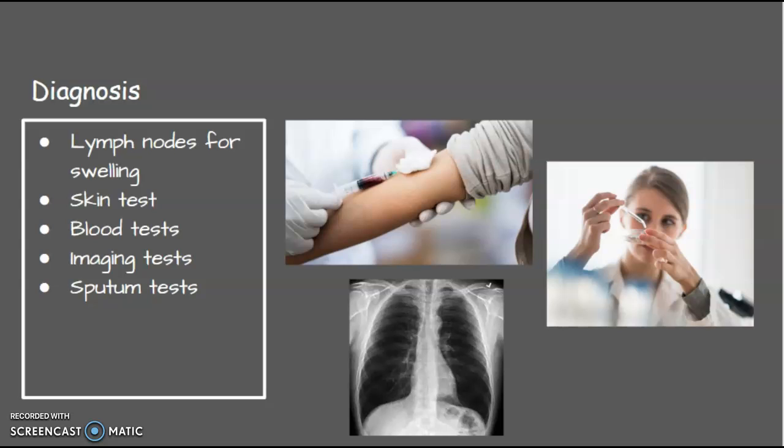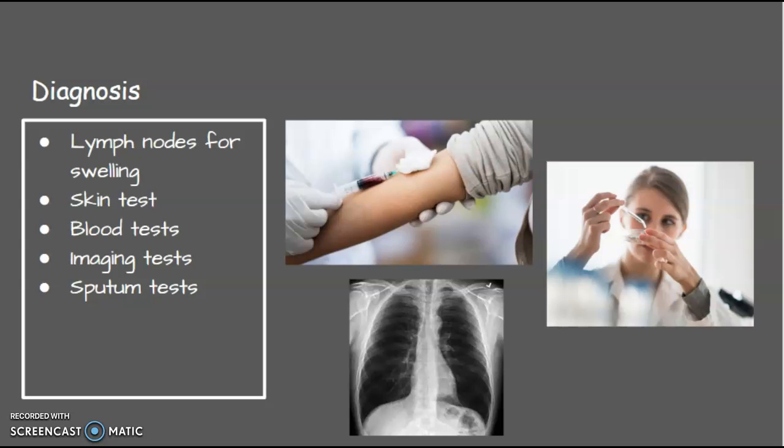The diagnosis for TB will involve checking the lymph nodes for swelling, the skin test, blood tests, imaging tests, and sputum tests. The doctor will also use a stethoscope as part of the physical exam to listen to the sound of the lungs when one is breathing.